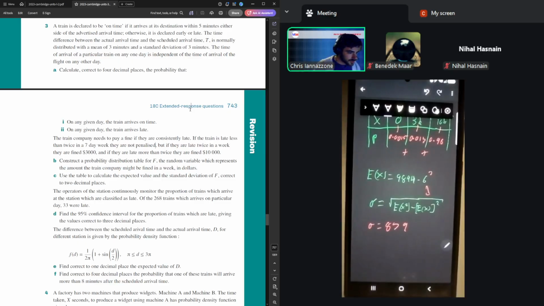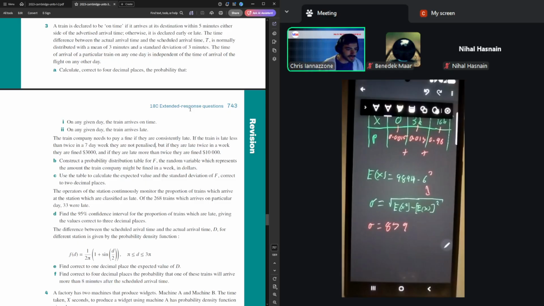The operators of the station continuously monitor the proportion of trains which arrive at the station which are classified as late. Of the 268 trains which arrive on a particular day, 33 were late. Find a 95% confidence interval for the proportion of trains which are late.